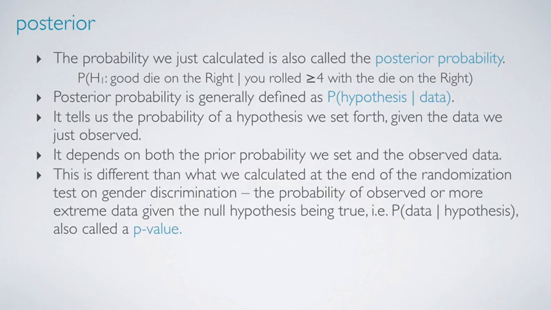This is different than what we calculated at the end of the randomization test on gender discrimination: the probability of observed or more extreme data given the null hypothesis being true, in other words, the probability of data given the hypothesis, which we had called a p-value. We'll see a lot more of those throughout the rest of the course, but this time we're making our decision based on what we call the posterior probability as opposed to the p-value.